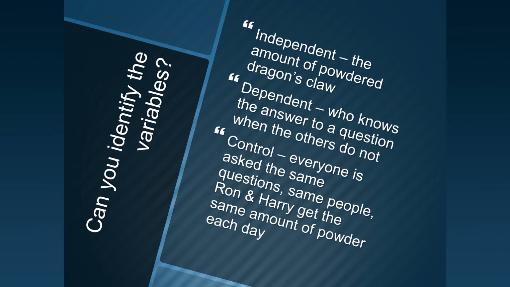Independent variable is the amount of powdered dragon's claw they need. That's what they're testing, that's what they're deliberately changing. Remember, 1 teaspoon, 2 teaspoons. The dependent variable is who knows the answer to the question when the others do not. Is it Hermione, is it Harry, or is it Ron? And the controls are everyone is asked the same questions, they're testing the same 3 people, Ron and Harry are getting the same amount of powder each day.